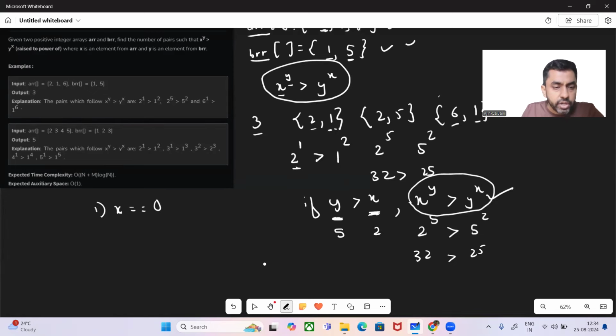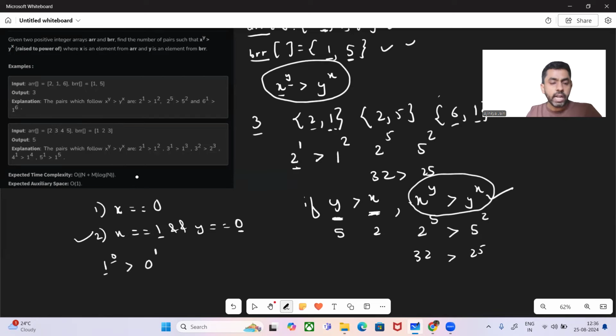The second condition is when X is equal to 1 and an element in the array Y is equal to 0. In this case, Y, which is 0, is not greater than X, which is 1. For example, 1 to the power 0, where X is 1 and Y is 0, versus 0 to the power 1. In this case, this will be greater.